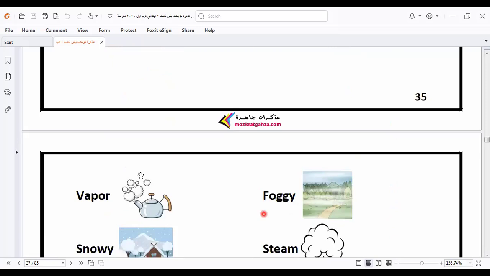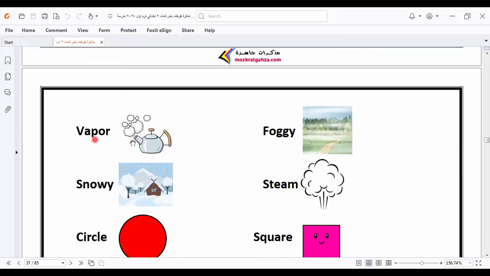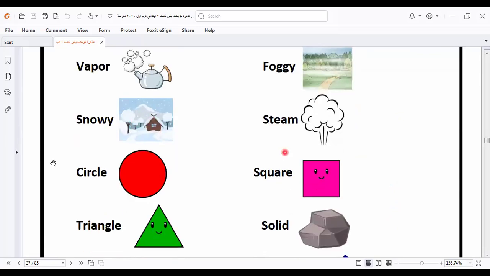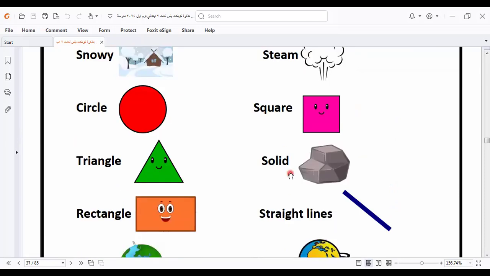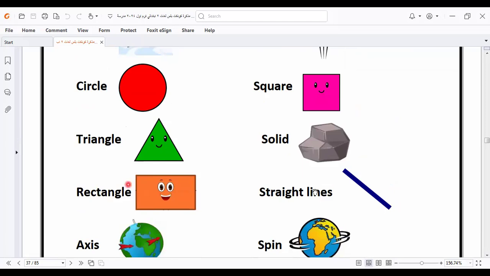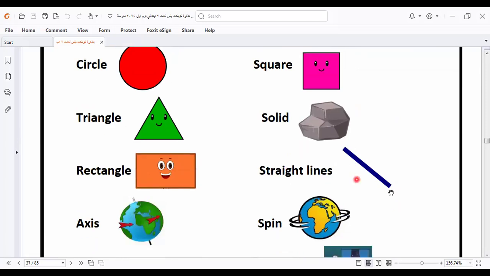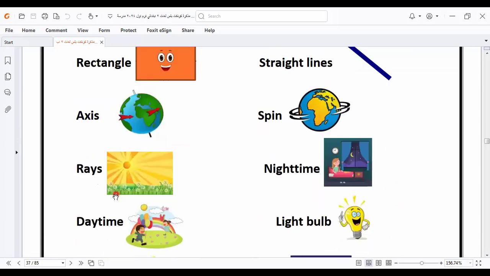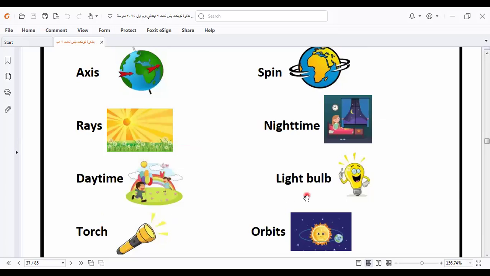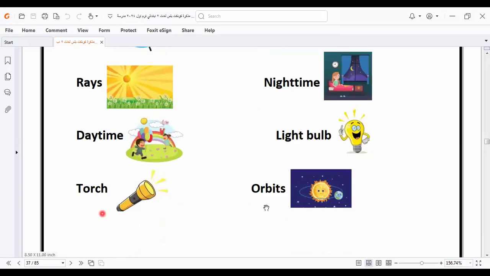Let's continue the vocabulary. Vapor, this is called vapor. Foggy, snowy, steam, circle, square, triangle, solid, rectangle, straight line. All of us know straight line from mathematics. Axis, pin, rays, nighttime, daytime, light bulb, torch, orbits.